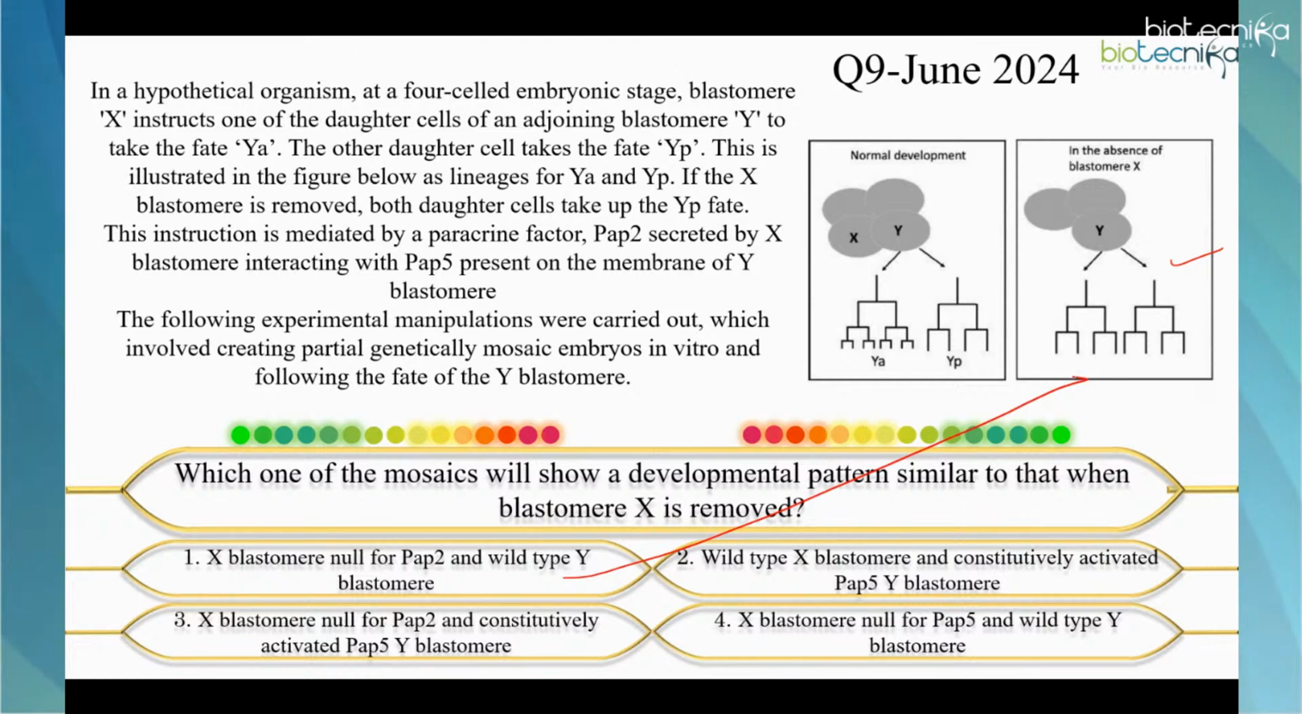Only the first experiment where the X doesn't have PAP2 but Y has PAP5 present. So without the signal, PAP5 won't get activated. So in that case, there is no anterior, only the posterior will be formed. So correct option is option 1. Okay.